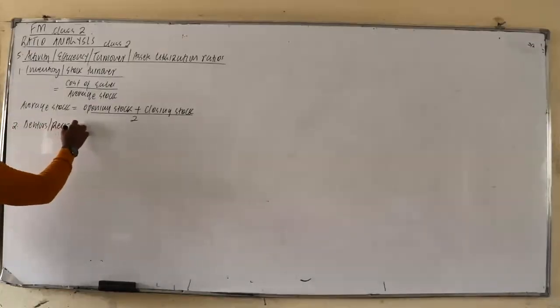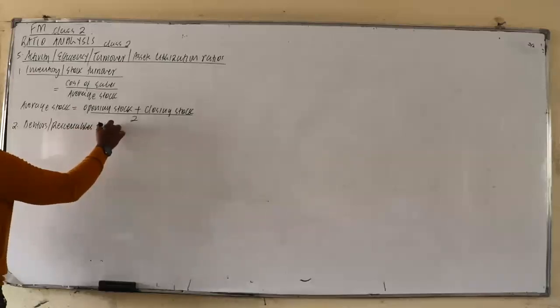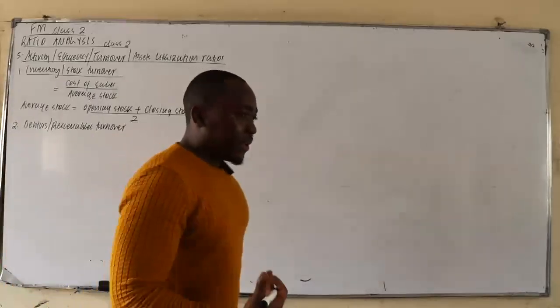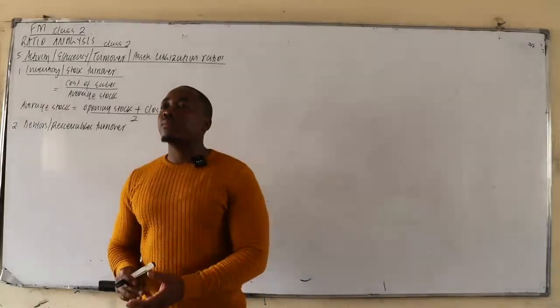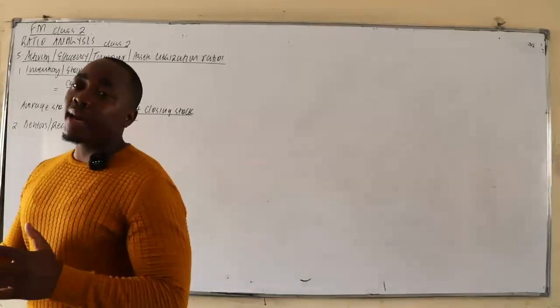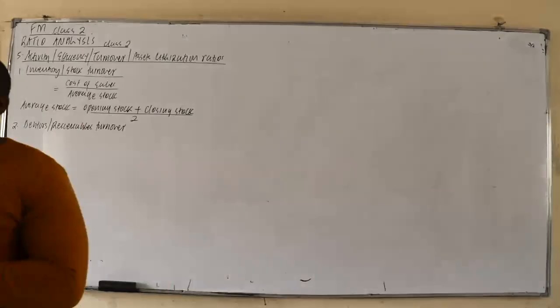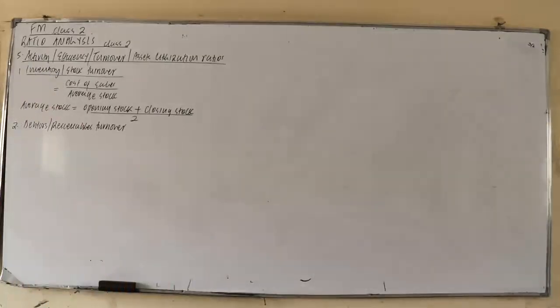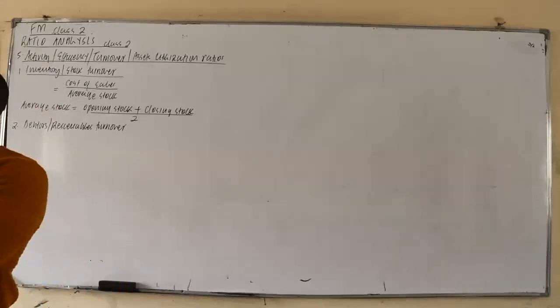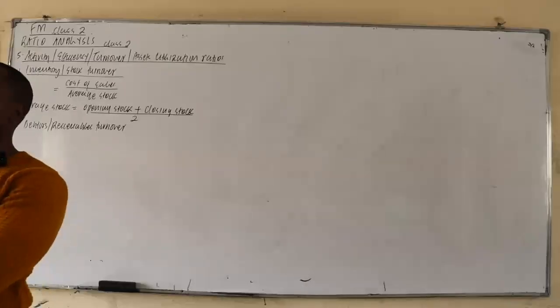Number 2, debtors or receivables turnover. This indicates the frequency with which customers buy goods on credit.